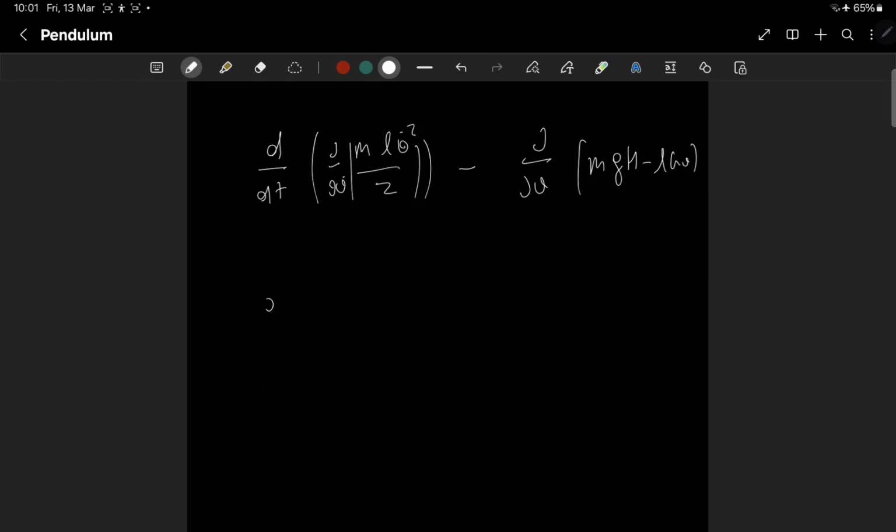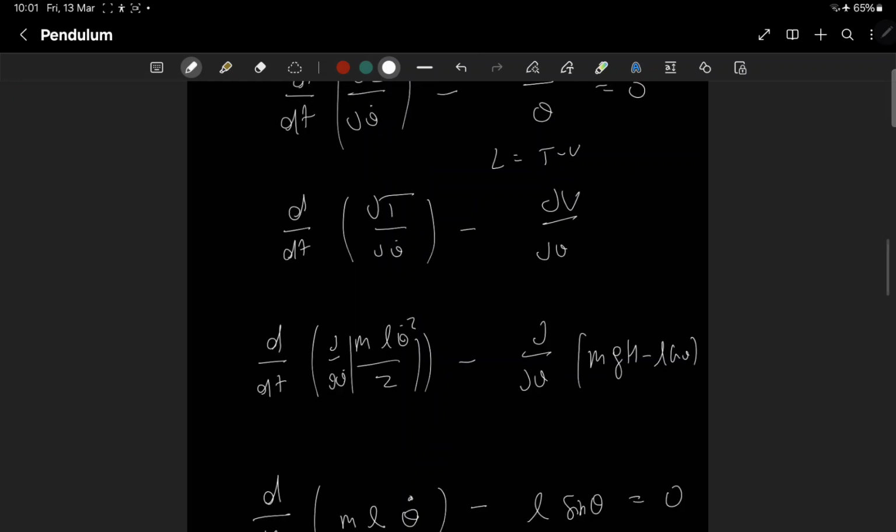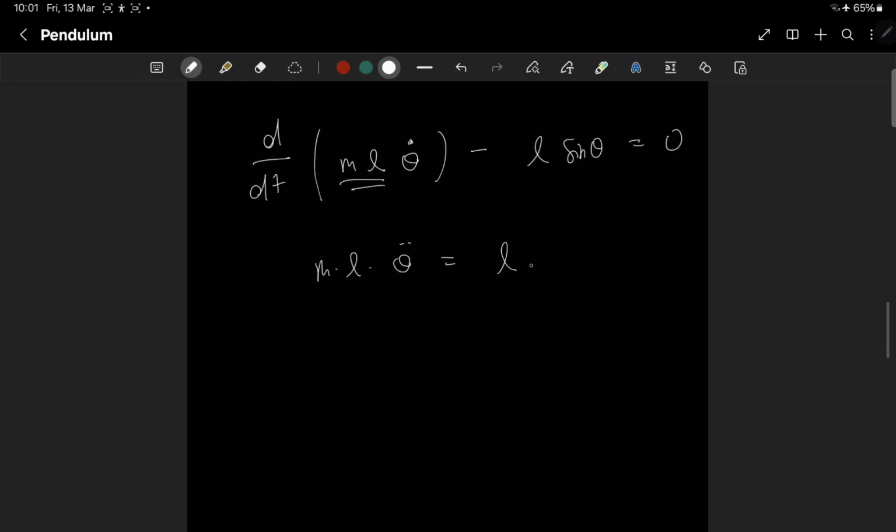Let's write this nicely. So this is d by dt of ml theta dot, minus L sine theta, is equal to 0. Or in other words, since m and L are both constants in time as well, we have m times L times theta double dot is equal to L times sine theta. This is the equation of motion.